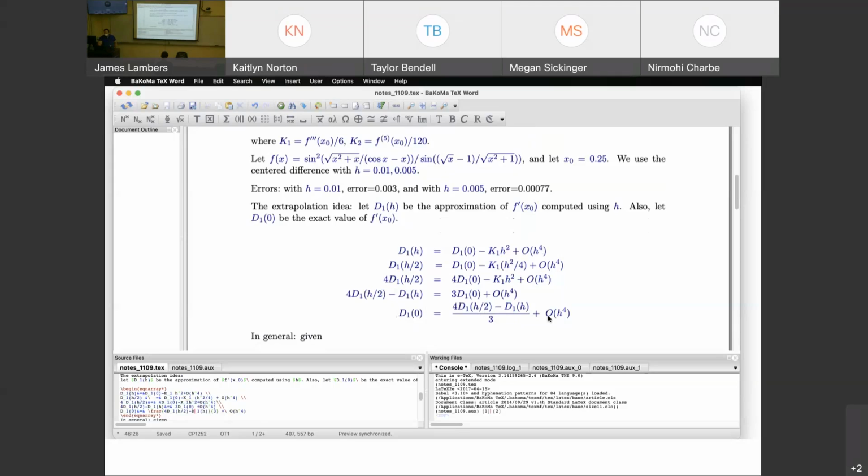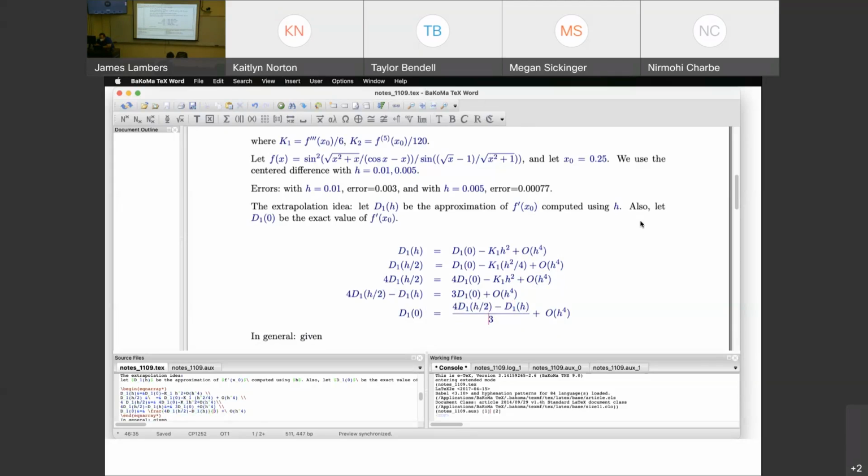And the thing is, once I've computed these two approximations, there's hardly anything left to do. I just have one multiplication, one subtraction, one division. So no matter how much work is needed to compute these, the actual extrapolation process, which is what you see here, is very quick.